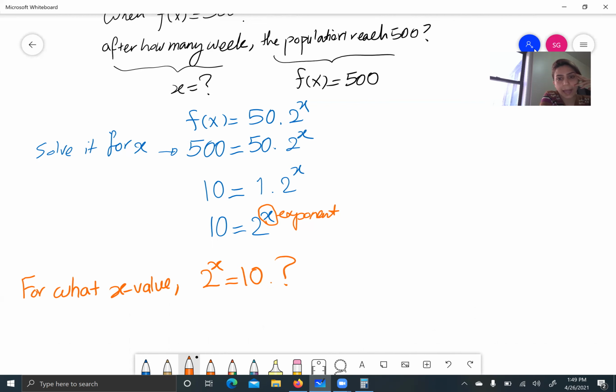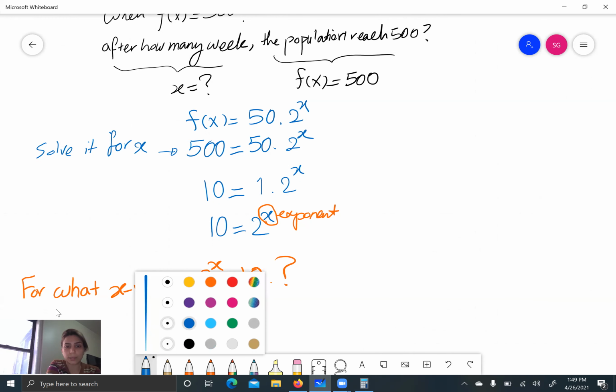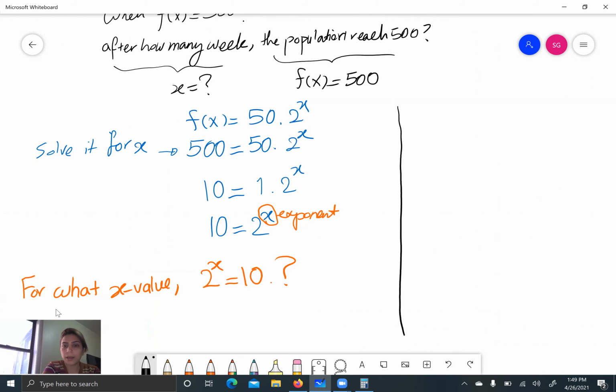That's the question. So we simplified our original equation and we reached this step. What is the x value? What value can you substitute for x in this equation, 2 to the x, that gives you 10? So let's look at the graph of 2 to the x, because 2 to the x is an exponential function, and we already learned about exponential functions in previous sections.